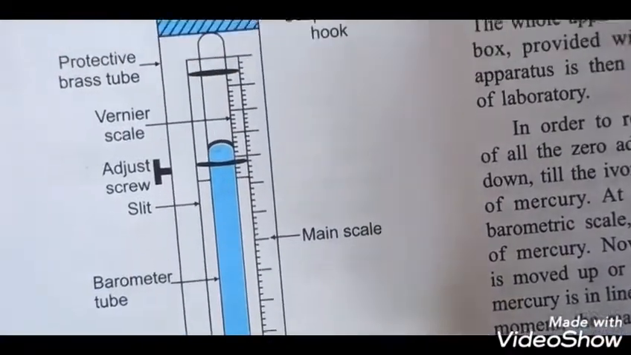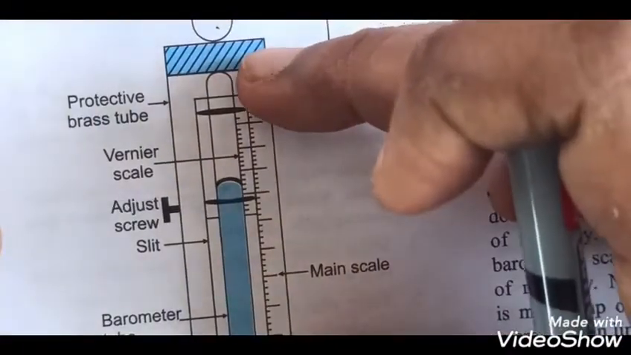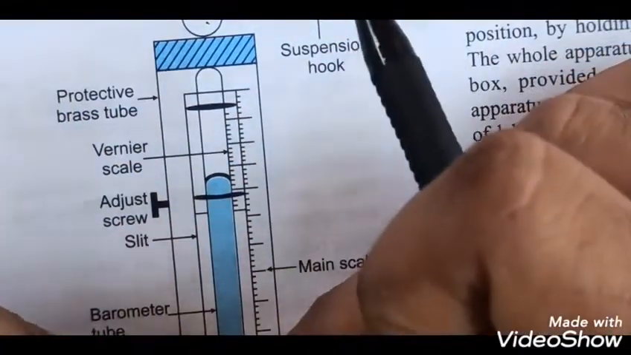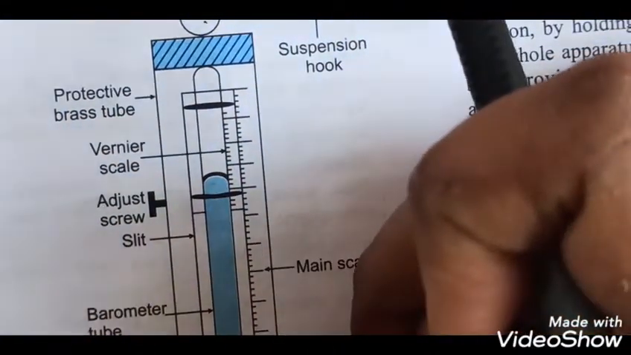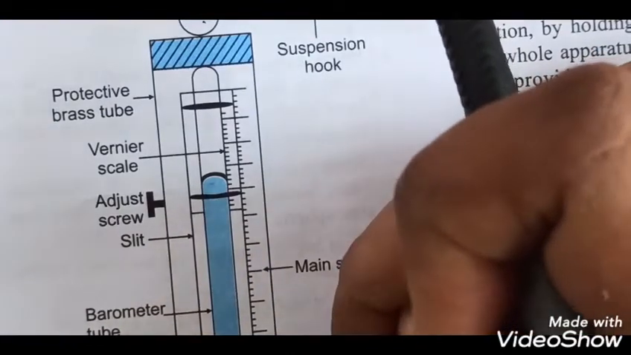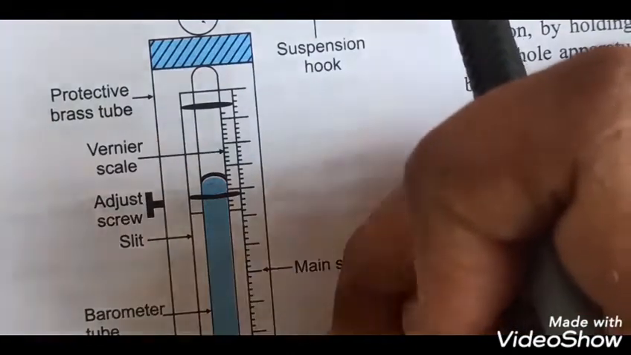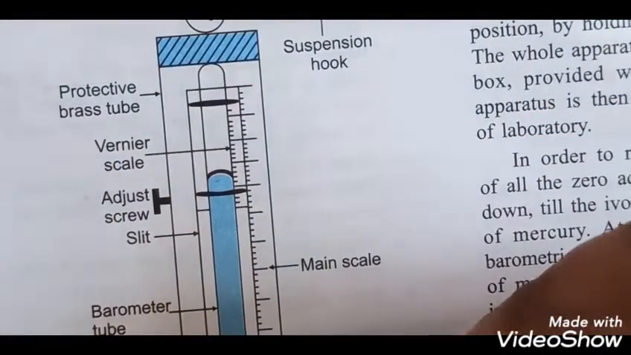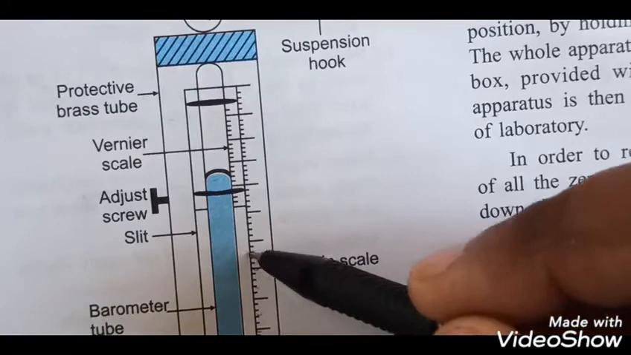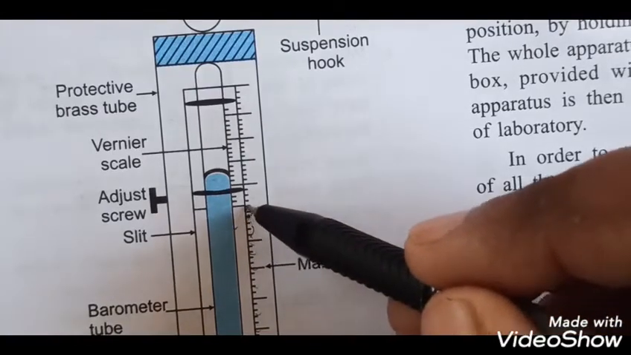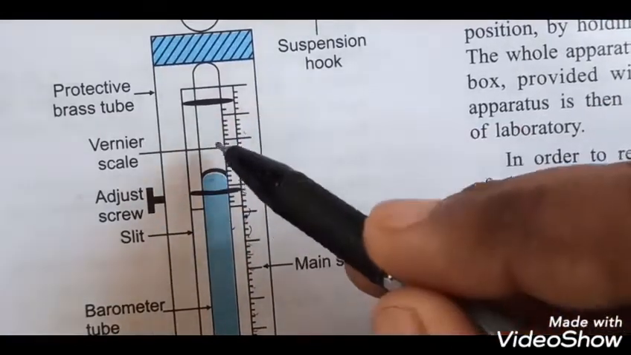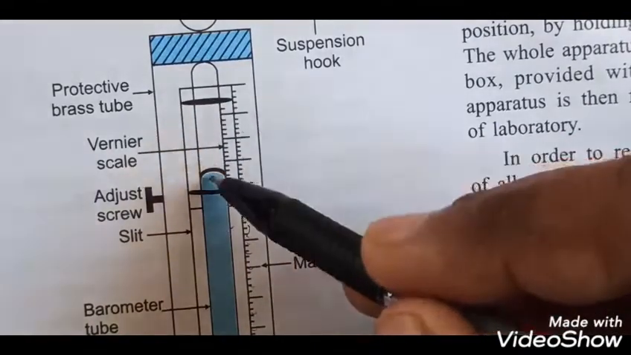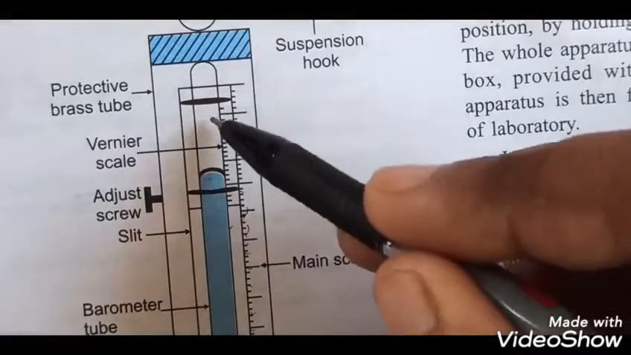In the middle somewhere here you see this full tube is actually brass, but only this part is cut, and glass is fixed there so that we can see inside where the level of mercury is. Then the main scale is provided on this glass piece, on the brass but pointing towards the glass piece. Main scale is provided, and inside there is a vernier scale also, which can move on the barometric tube, up and down.